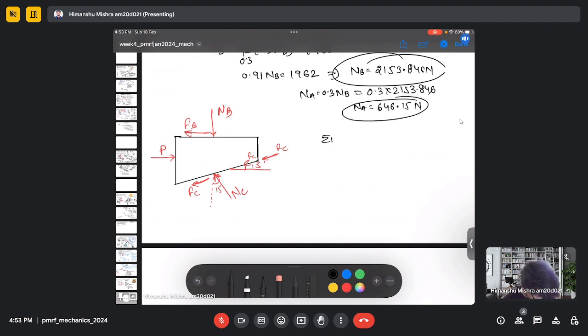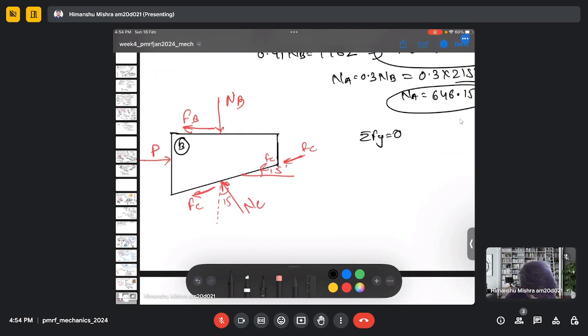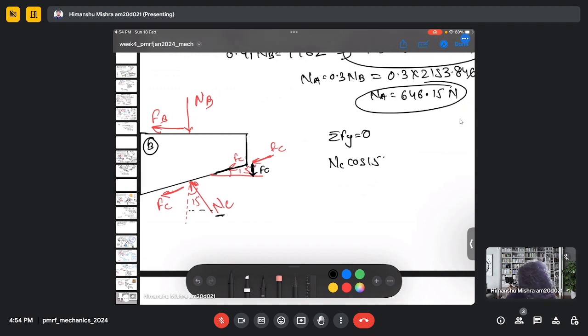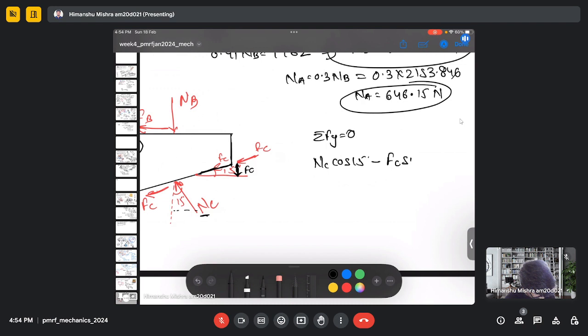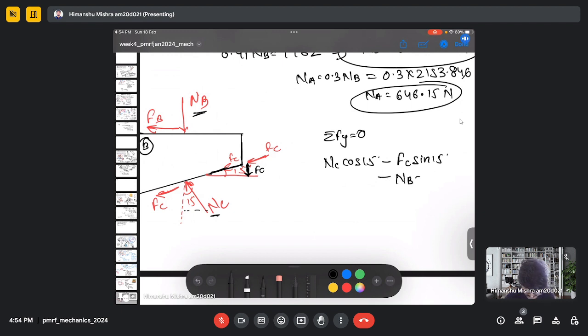So if I do the force balance analysis here for block B, summation of force in the vertical direction, I will have the contribution of the force due to this NC, which is NC cos 15, and due to the vertical component of the friction force, which is FC, which will be minus FC sine 15, and due to this NB, which is minus NB equals 0.